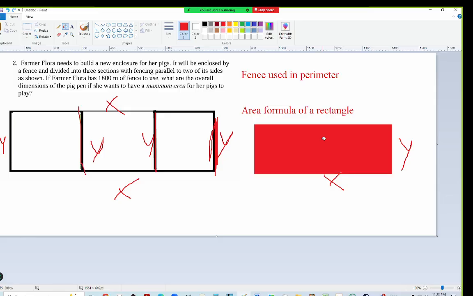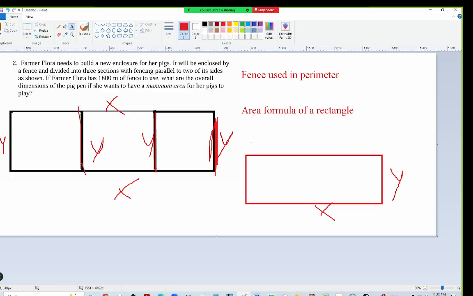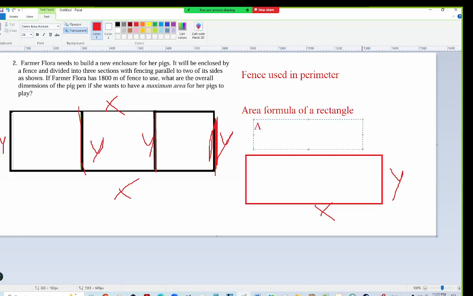Okay. So if I was going to figure out the area of this rectangle over here, what would the area of this thing be? It would be X times Y. Right. So let's mark that down. Area is equal to X times Y.